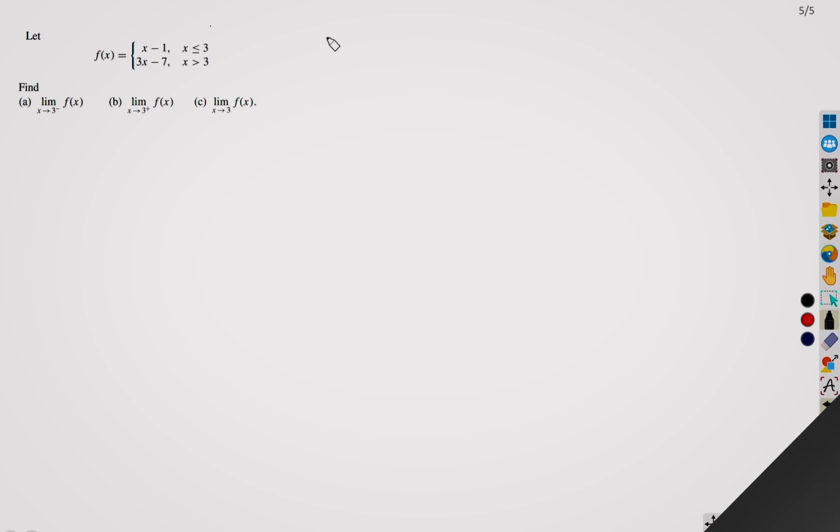Okay, given a function which is defined in this way, say for f(x), when x is less than or equal to 3, we have one definition, and when x is greater than 3, we have another definition. Okay, this type of function is called a piecewise continuous function. Maybe we'll learn this later.